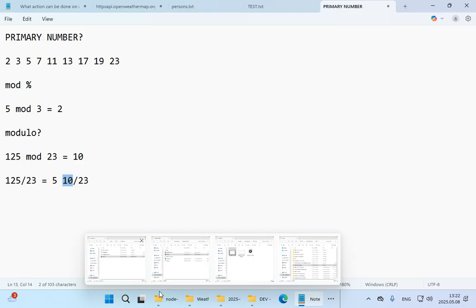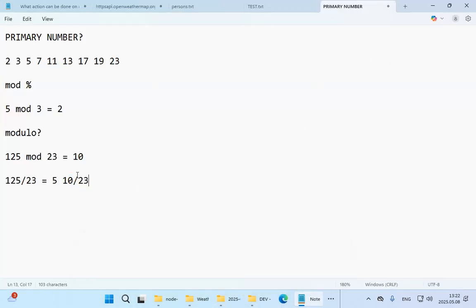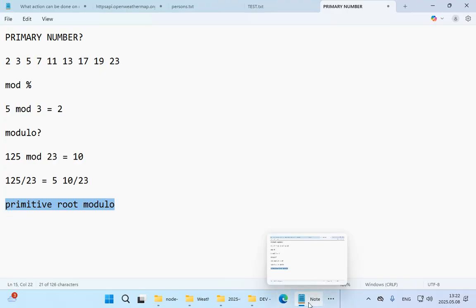And here we also need to write what is the primitive root modulo. What modulo is, is understandable. But now let us try to write what is primitive root modulo. If we take this and Google, what is that?